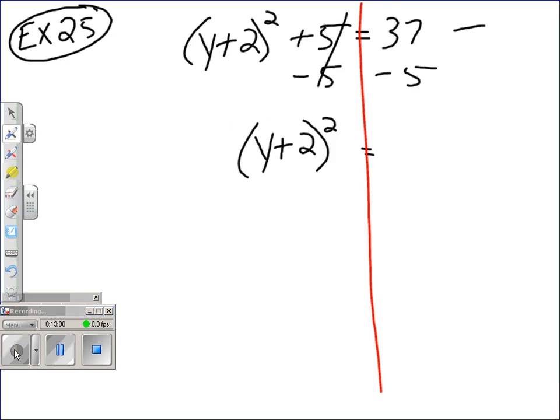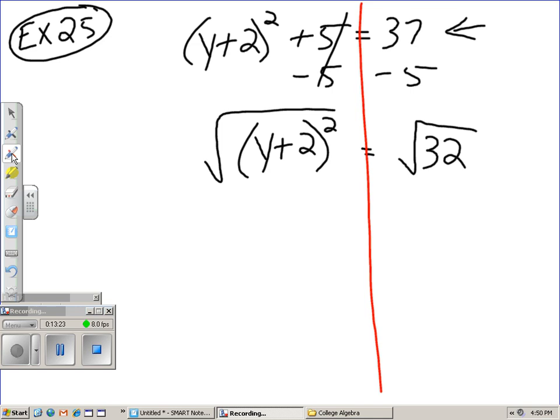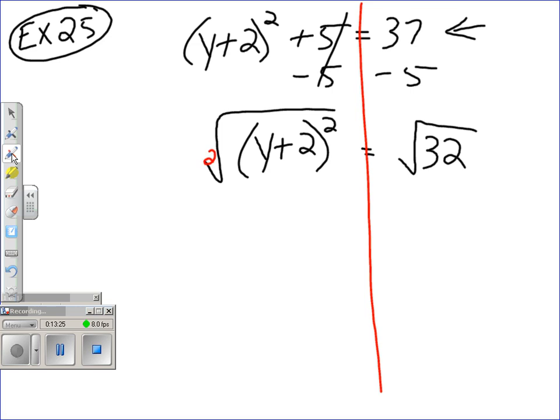And I need to mention I copied that number down wrong. That's actually a 37. It's not a 32. It turns into a 32 when I subtract 5 from both sides. So now I have y plus 2 squared equals 32. And I take the square root of both sides. Remember, a square root cancels a square. And now I have y plus 2 all by itself.